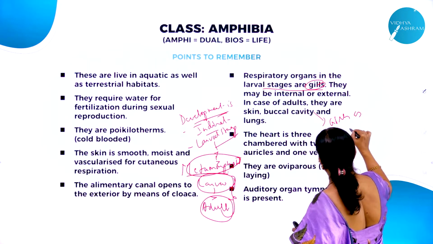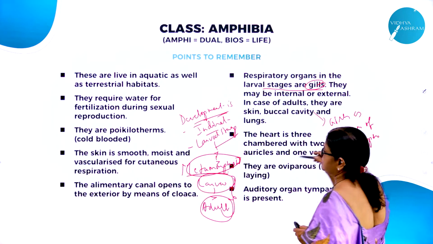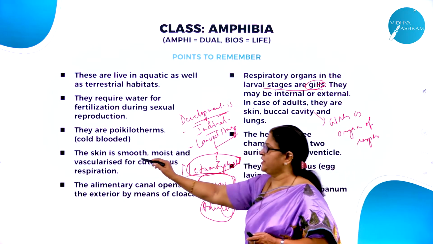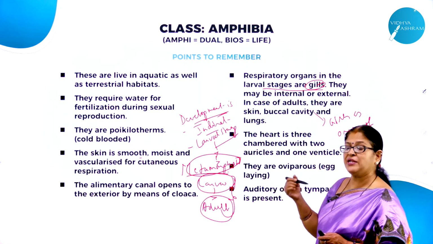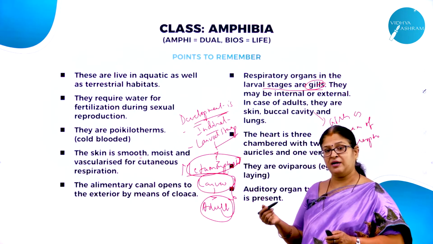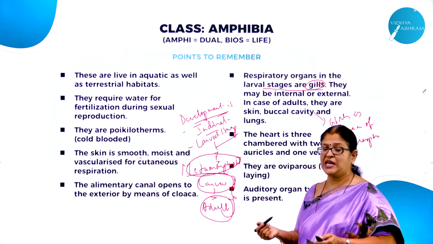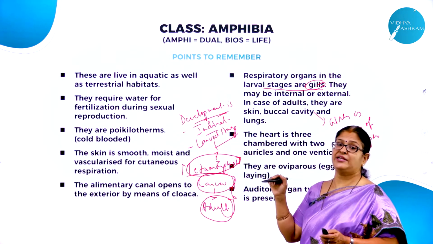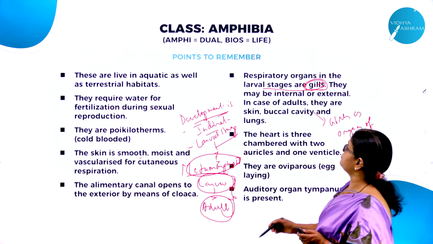Gills as organs of respiration. As I said, in adults it might be through skin, or through the mouth, or through lungs. But in the case of larval forms, as I said, it is an amphibian, it leads a double life. Half of the life is led in water, the other half on land. So the larval stage is led in water, and obviously it will have what? Gills as organs of respiration.